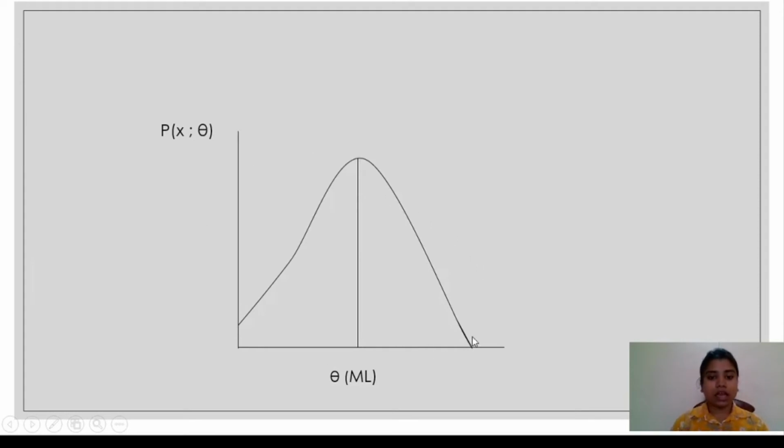In this graph it is shown that theta is the theta of the maximum likelihood estimation, along with the probability density function, that is, x given theta.